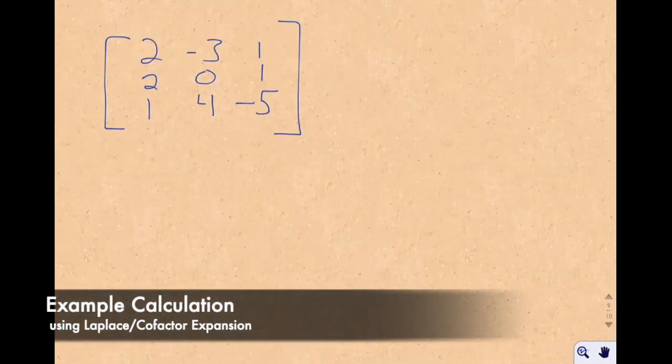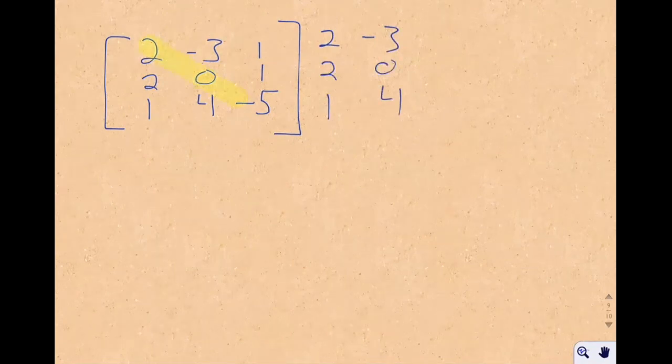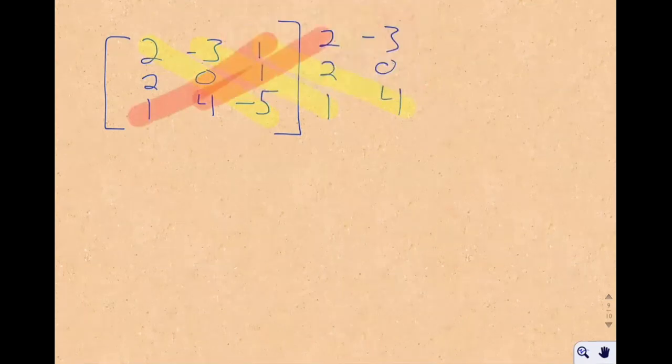We saw that that process involved a lot of computation. So again, let's look at how the trick can make that a little bit simpler. We start by rewriting the first 2 columns, highlighting one set of diagonals and another, and then finding the products.